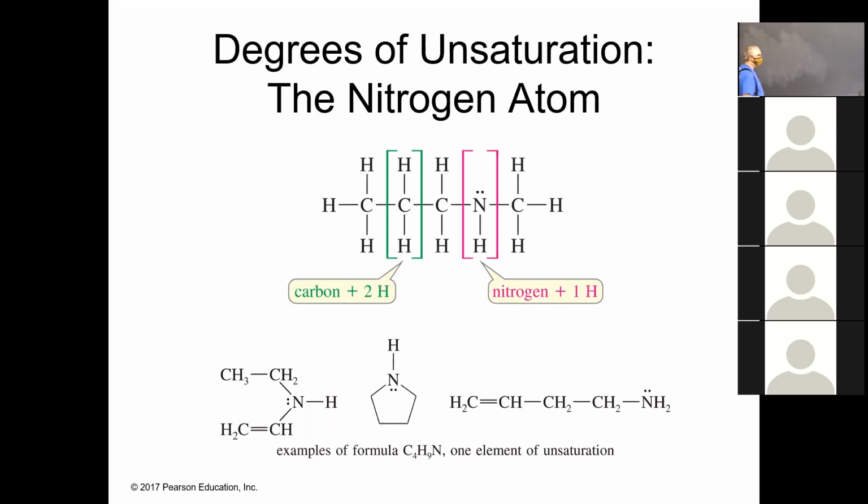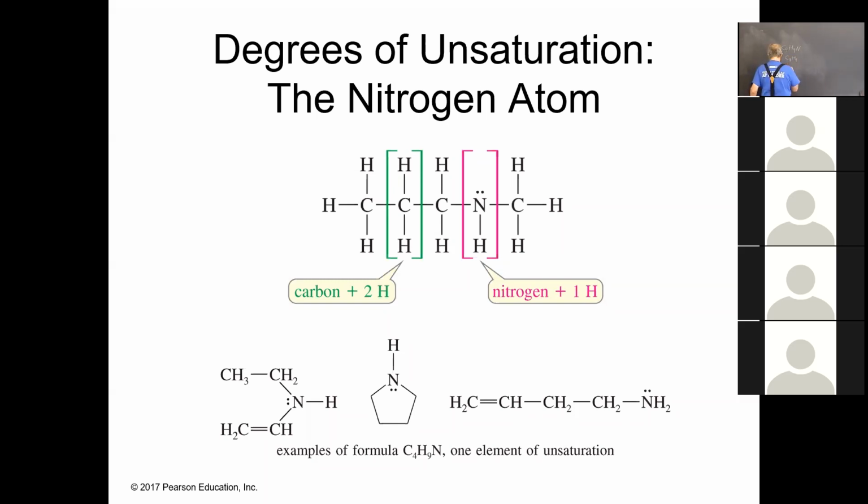So we have C4H9N. Notice we have an odd number of nitrogens. That's because nitrogen typically forms 3 bonds. So what I do is I subtract 1 hydrogen for the nitrogen. This gives me C4H8. That's a ratio of 2 to 1.